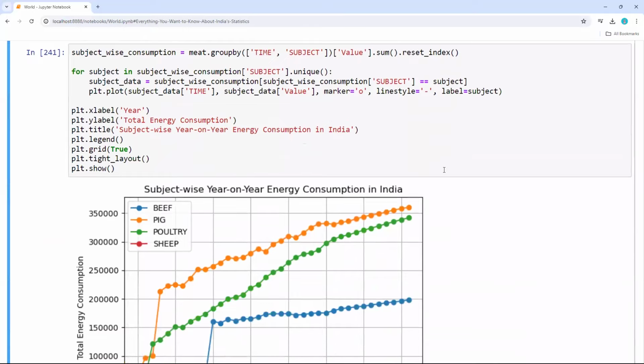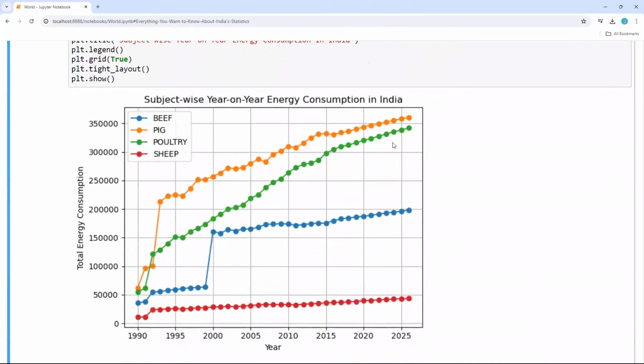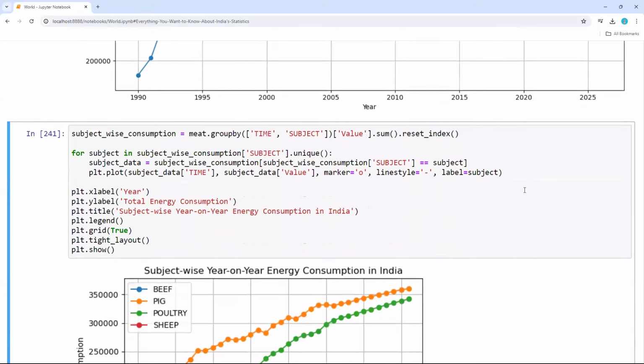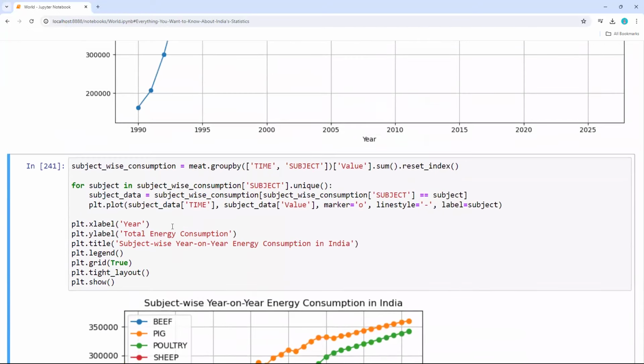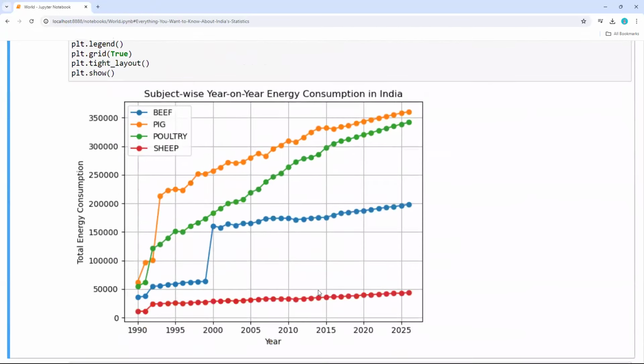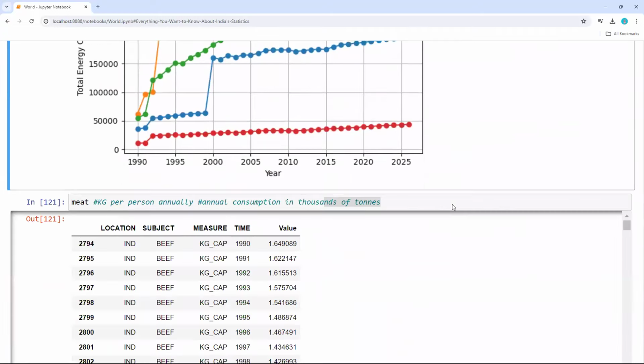But if I want to look at the different kinds of meat, where we have poultry and sheep, production or consumption is more from 1990 to 2005. Similarly, we have the data for beef and pig also, which is in kilograms. So that is how we can have a better idea. I plotted this data using a line chart, with some conditions, so that I'll be able to look at the data subject-wise.